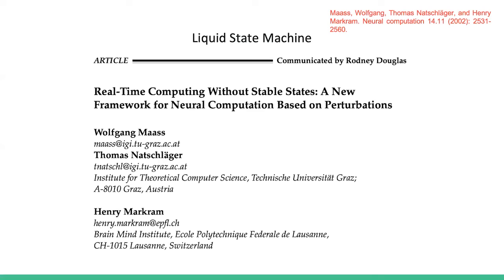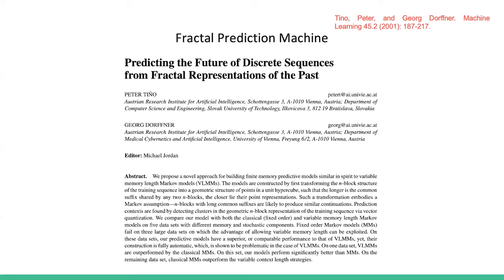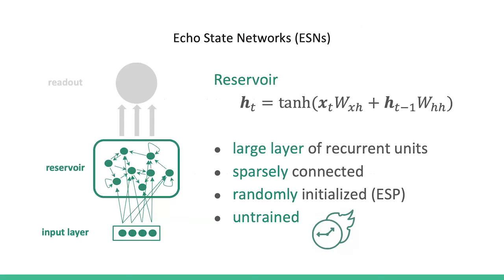But instead of having the reservoir, what we have is the so-called liquid neurons, that is, a layer of spiking neurons. So this comes from the area of computational neuroscience. And then there is this other work by Peter Tino and collaborators called the Fractal Prediction Machine, that is perhaps a little bit less popular, but still in the same framework, and originates from the study of contractive iterated function systems, so fractal theory in this case. Let's see a little bit more in detail.